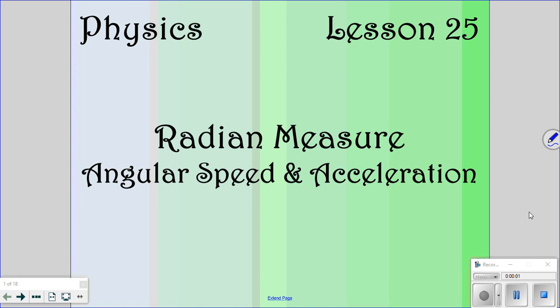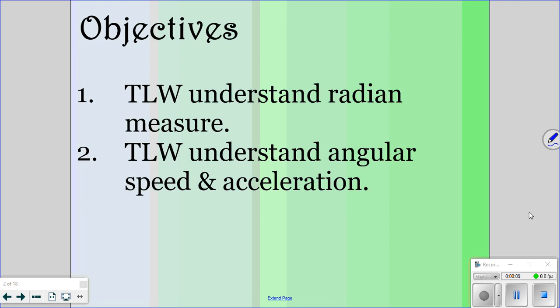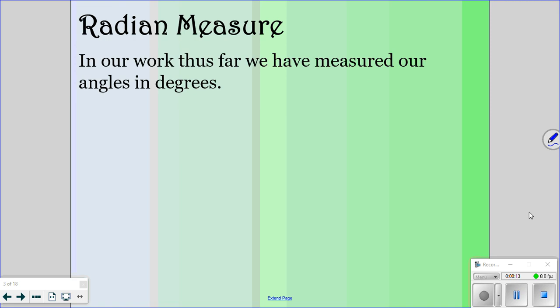Alright, so today we're looking at lesson 25, and we're going to look at radian measure along with angular speed and acceleration. Hopefully after this lesson you'll understand radian measure and angular speed and acceleration. In our work so far, we have always measured our angles in degrees. In Algebra 2 and in geometry you dealt with degrees. In pre-calculus and in calculus, hopefully you have dealt with some radian measures, and that's what we're going to be talking about a little bit.